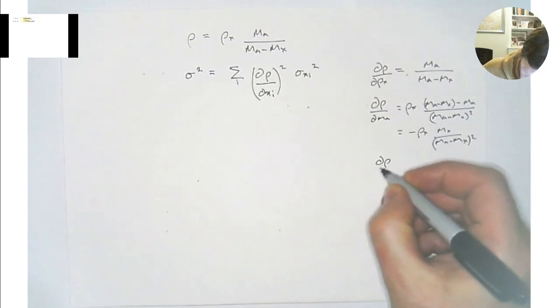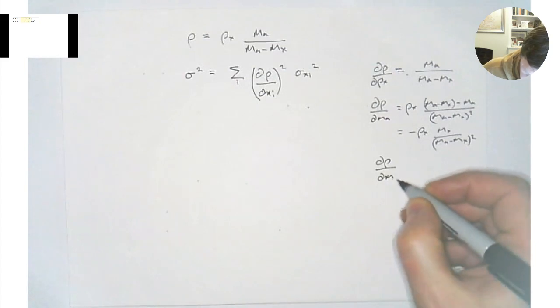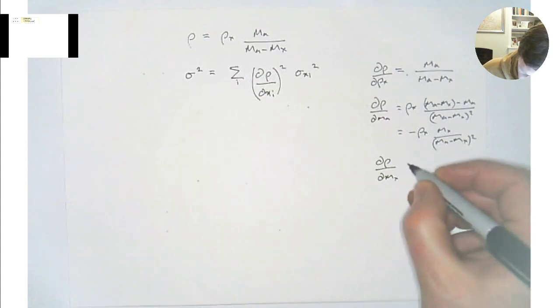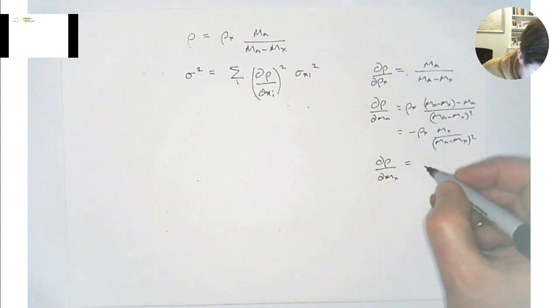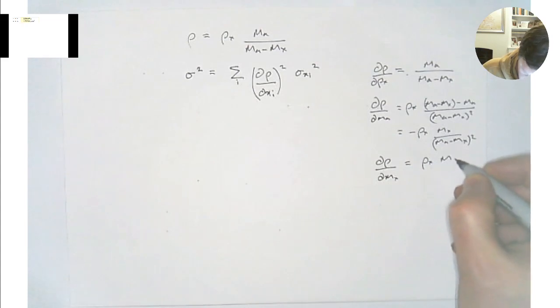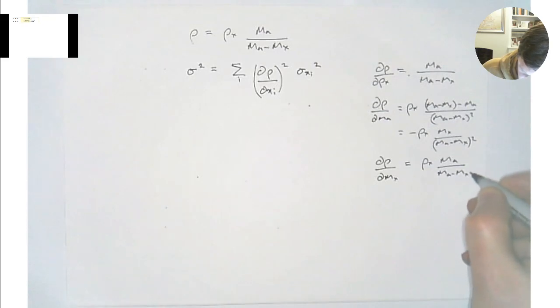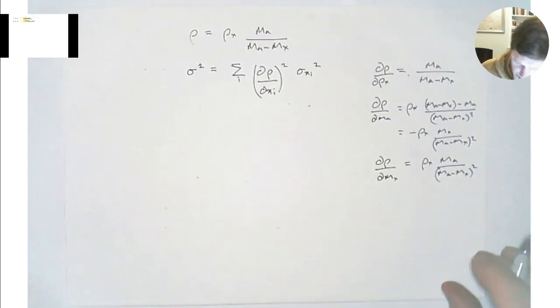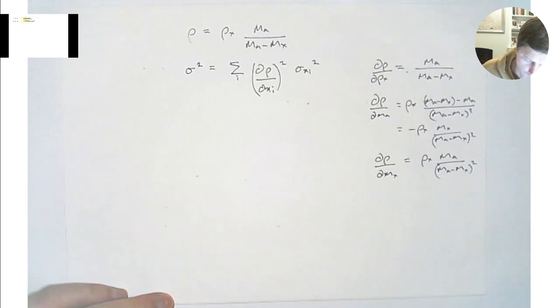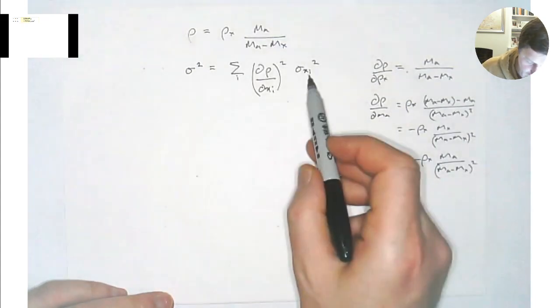And then the third one is d rho by d mx, and that comes out at rho x ma over ma minus mx squared. Probably got a minus in it. And there we go, so we've got those ones. And then we've got these individual error terms.